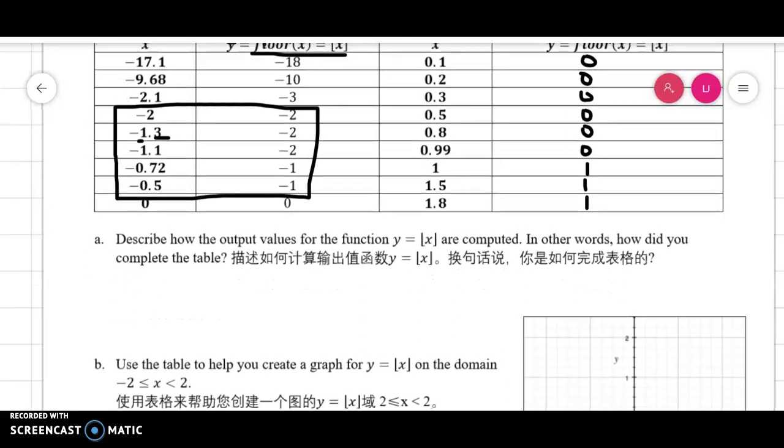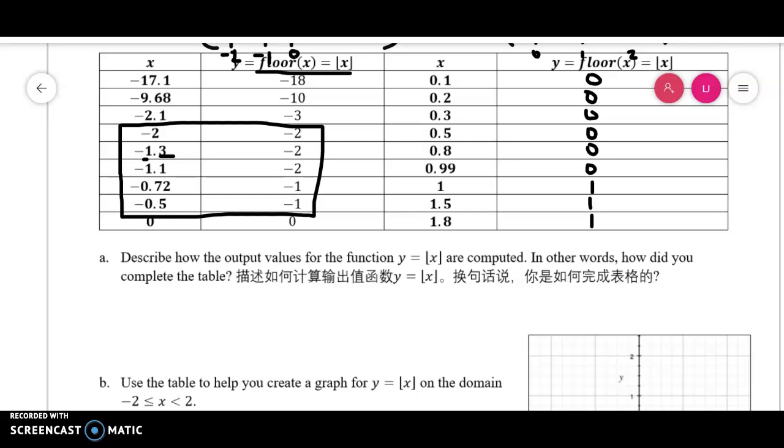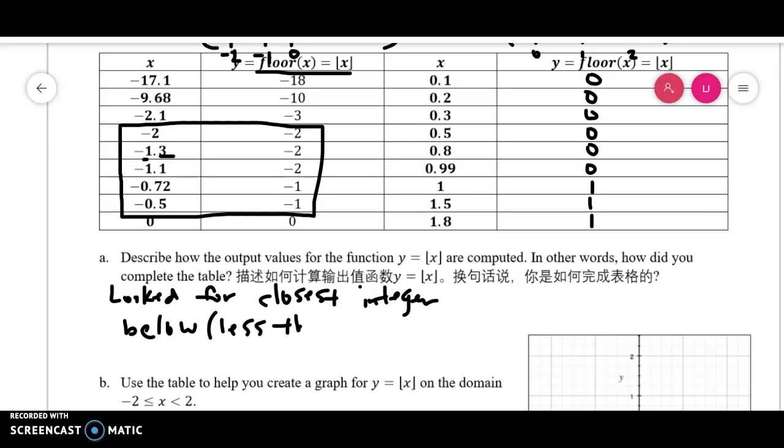And that's what we can write for part A. How do we complete the table? We looked for the closest integer below the given number, below or less than.